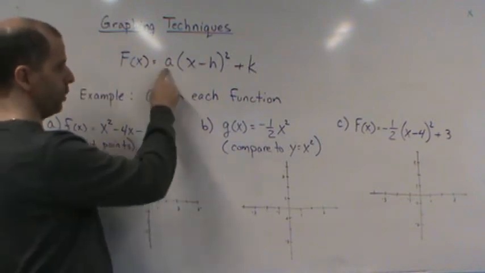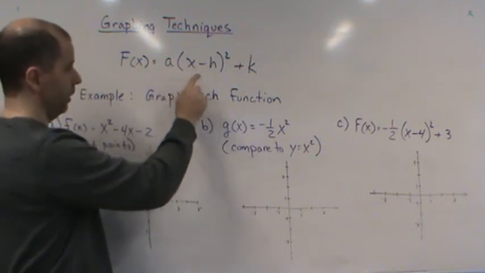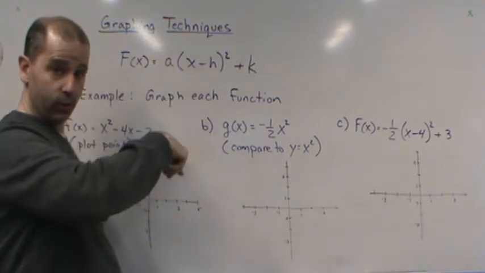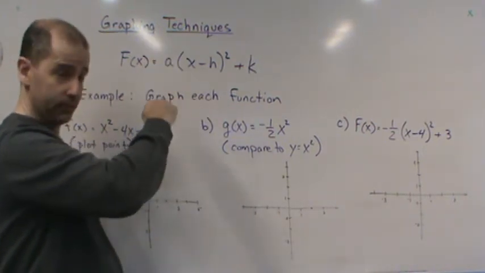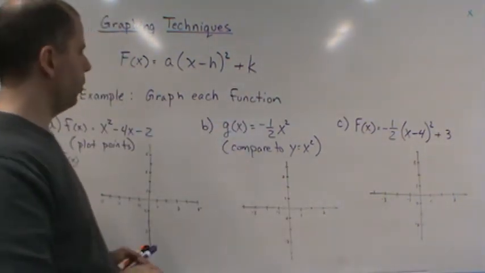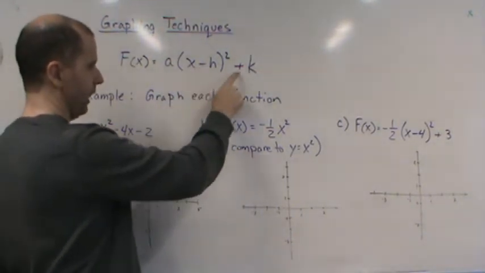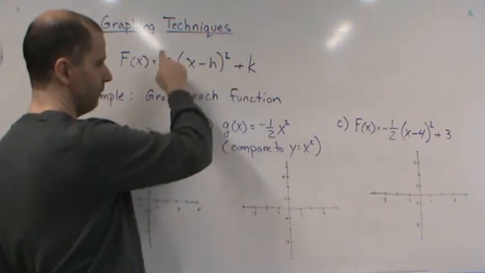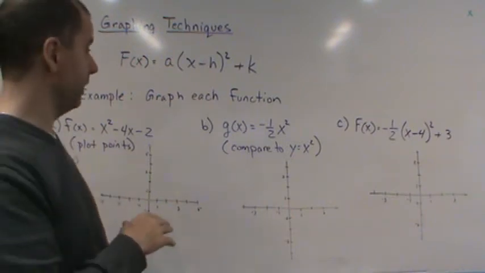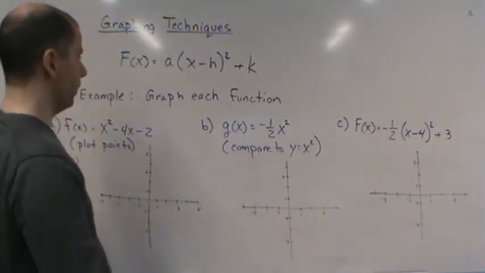We've got something going on the outside, so this is a vertical stretch or compression. We've got an h in here, so this is going to be a horizontal shift. And then this k is outside, which means we're going to have a vertical shift. A couple of things to keep in mind: notice that this is subtraction and this is plus. This is always the form that we use, and I'm going to explain why we want this to be subtraction and why we want this to be plus. But let's talk about the a value.